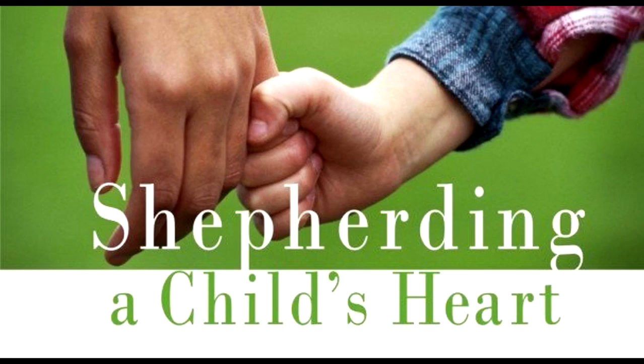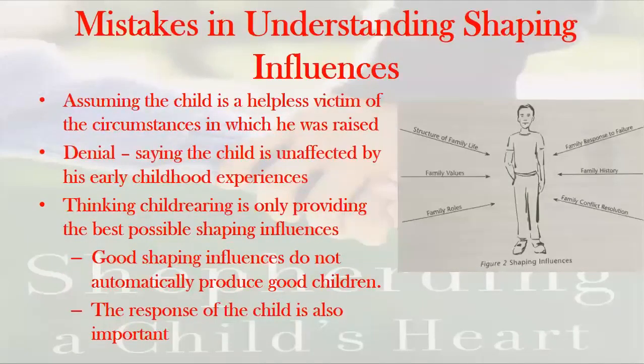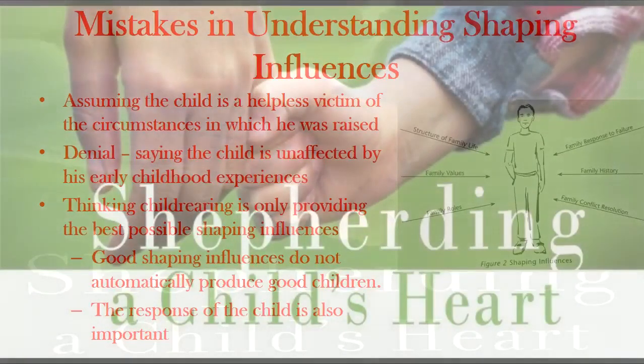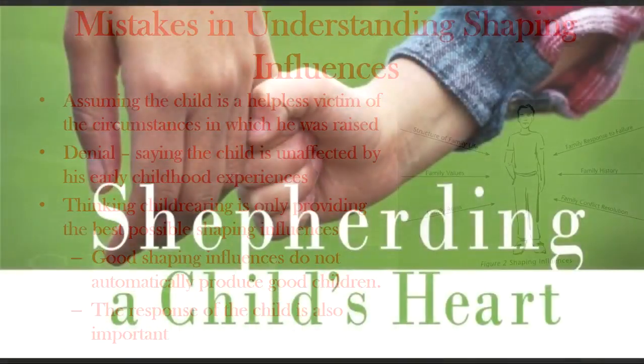The shaping influence is not, if I can go back to the slides there. What I talked about, the mistake, right? The mistake on shaping influences: assuming the child is a helpless victim of the circumstance in which he was raised. Okay, so I'll just expand that to say, assuming that because you went through that circumstance, therefore you and your next generation, everybody is going to be scarred.